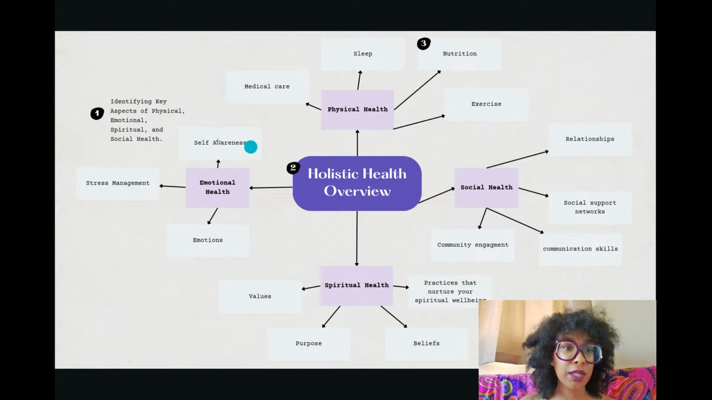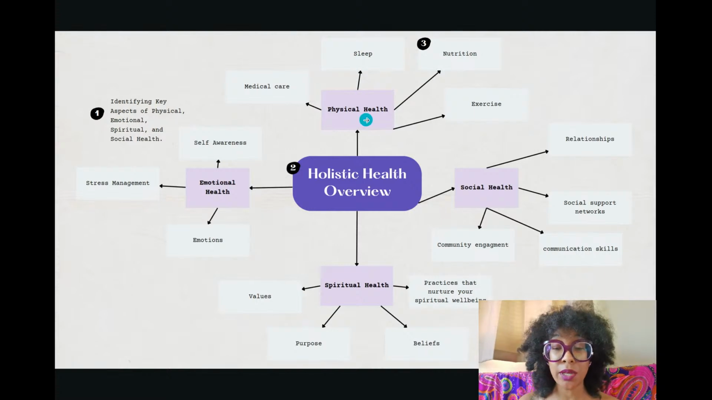First, we identify the key aspects of your physical, emotional, spiritual, and social health. We'll have each one of these in one of the legs. So we have social health here. We've got physical health here. Within your physical health, we would go over your medical care. We see how that is included. Your sleep plays a role in your physical health. Nutrition plays a role, and exercise plays a role in your physical health.